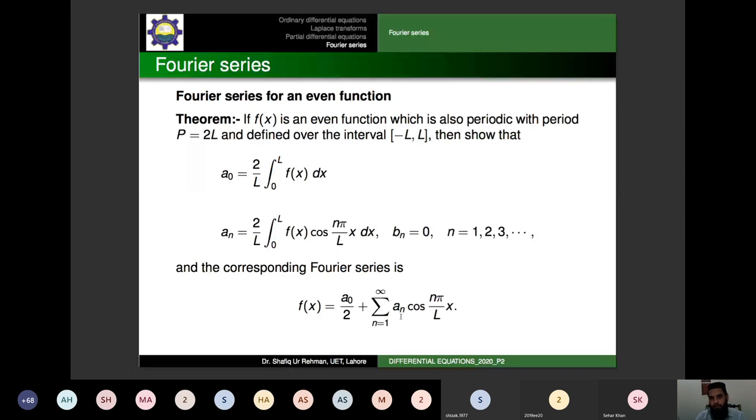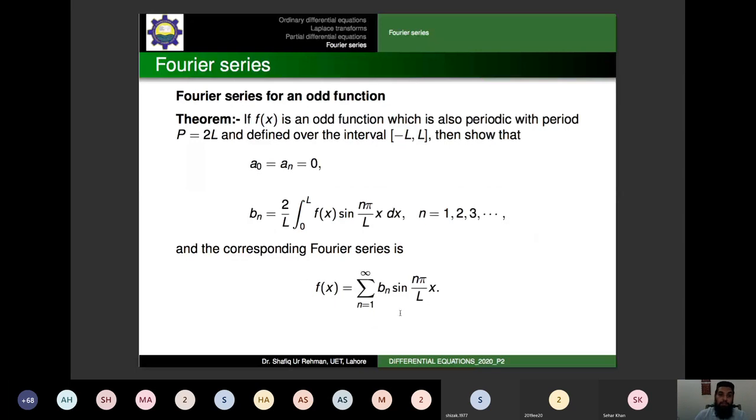Whereas if the function is an odd function, then we only need to calculate bn's. Same formulas are there. A naught and an are going to vanish. The corresponding form of the formula would be like that. It will involve only the sine term, together with these arbitrary constants or coefficients. So we see that the computation cost has been significantly reduced when we take into consideration whether the function is even or odd.